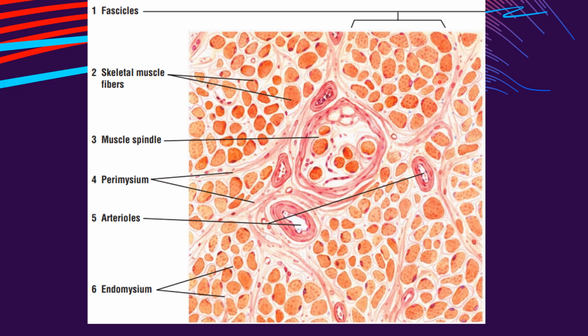This is a fascicle, and this one is surrounded by a perimysium. These are your individual skeletal muscle fibers. You have the individual skeletal muscle fibers present here, and you have your endomysium. Again, the endomysium surrounds your single muscle fibers.